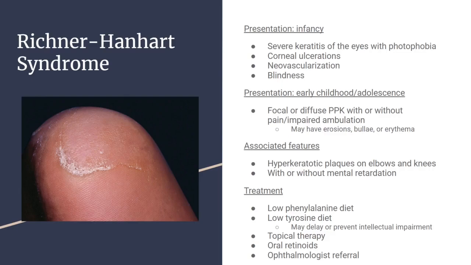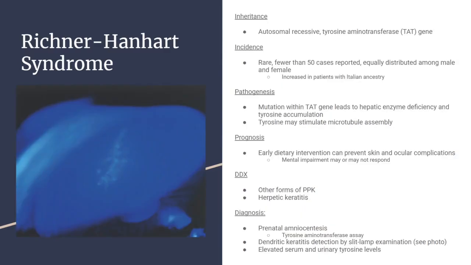This happens beyond infancy. It's more of a childhood disease. So usually the eye symptoms come first. Other associated features include hyperkeratotic plaques on the elbows and knees, and there may possibly be mental slowness here. Treatment, and we'll talk about it when we go over the gene, is low phenylalanine diet, low tyrosine diet, topical therapy, oral retinoids, and they absolutely need to follow with an ophthalmologist.